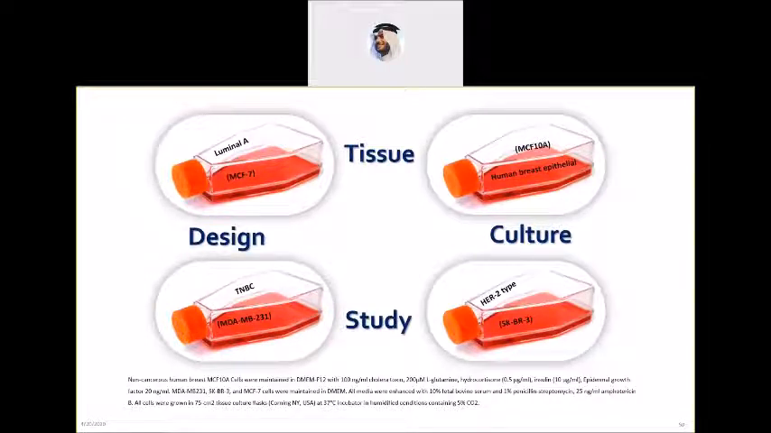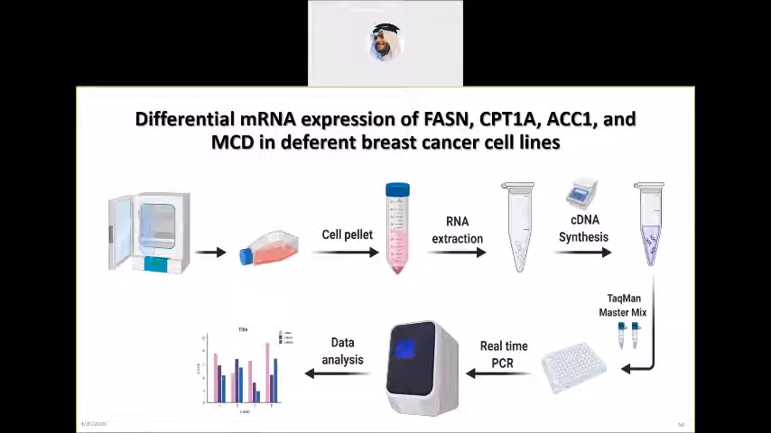In this study, we use four different breast cancer subtypes. We use the human breast epithelial cell line, which is a normal human epithelial breast cell, MCF10A, and we use luminal A represented by MCF7, HER2 subtype represented by SKBR3, and triple-negative subtype represented by MDA-MB-231. We use different techniques to achieve our goal.